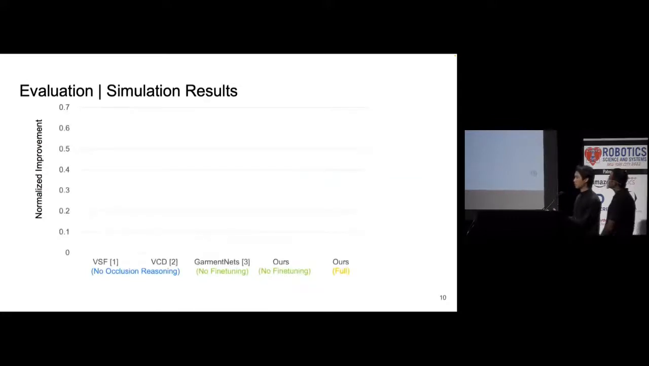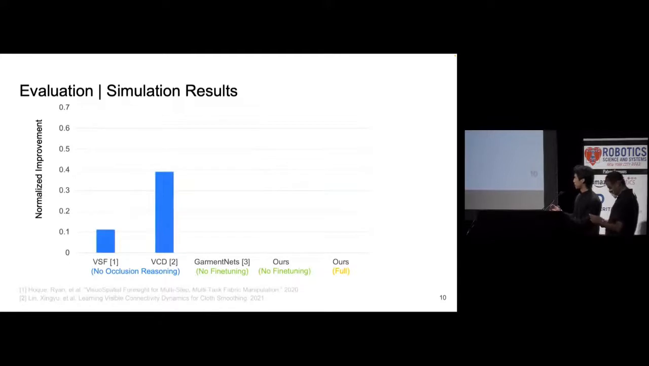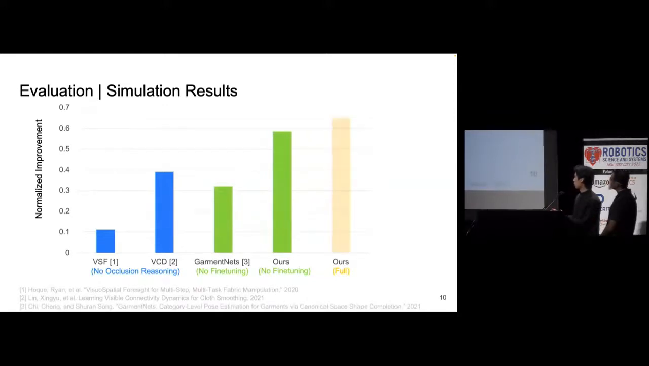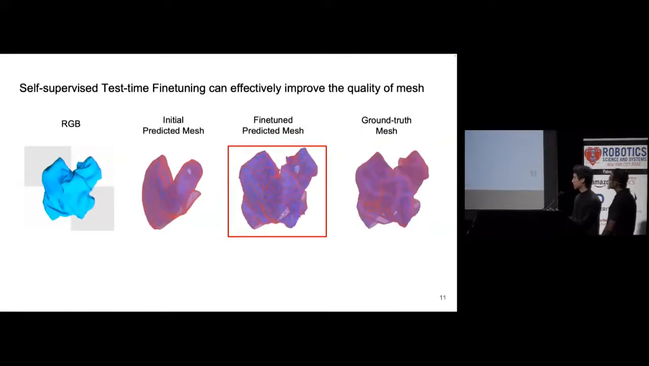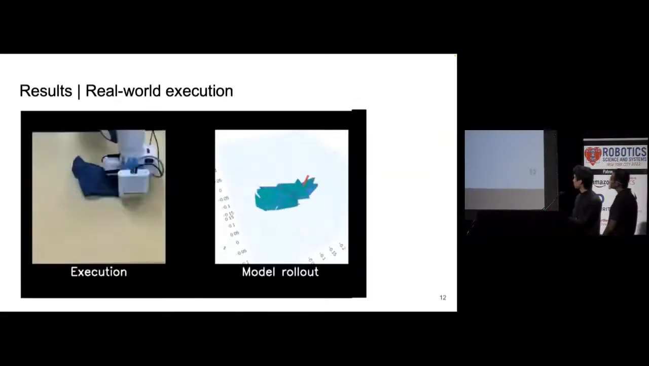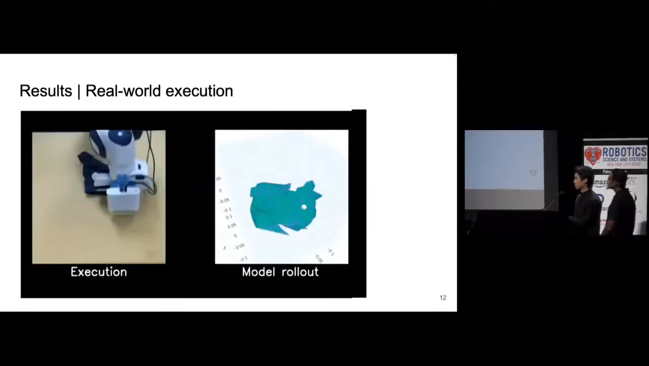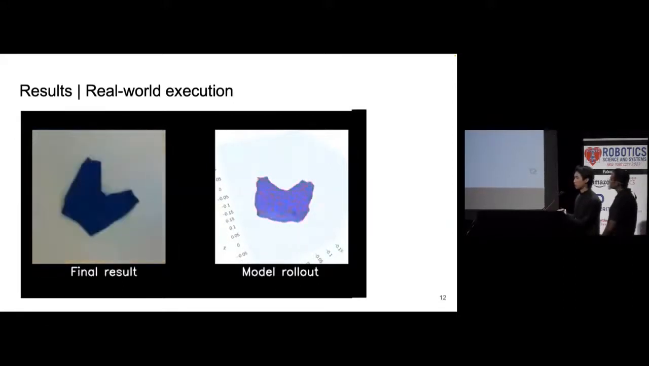We compare our method with prior works that don't explicitly reason about occlusion, such as VSF and VCD, as well as baselines that don't do test and fine-tuning. Our approach achieves the best results among all. All the methods are evaluated on both tasks and averaged across 5 categories of clothing. Here is an example of how the self-supervised test and fine-tuning incrementally improves the quality of the mesh. And we also deploy our model for physical experiments, and we show that it works well for cloth flattening.